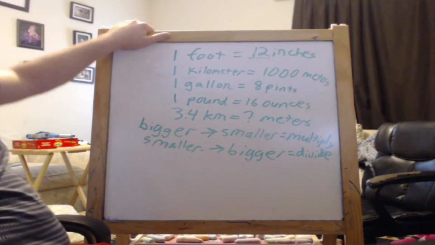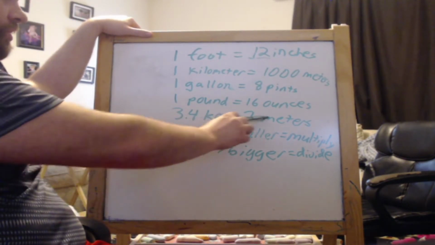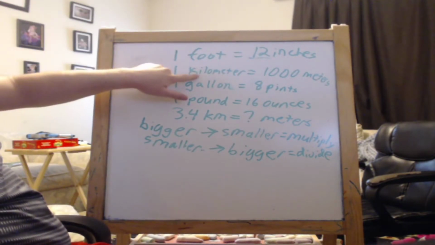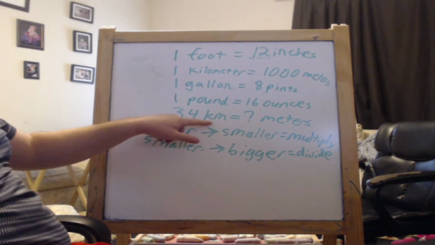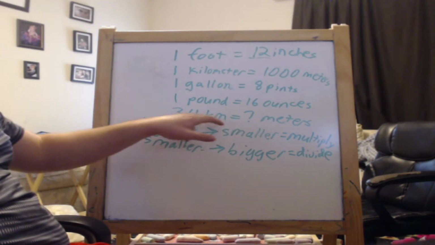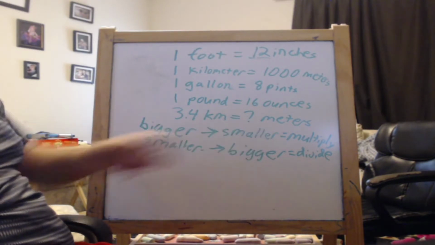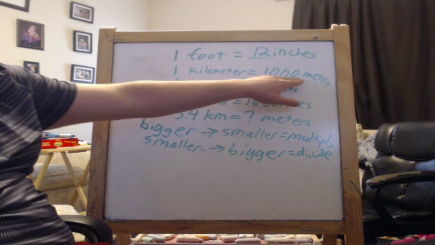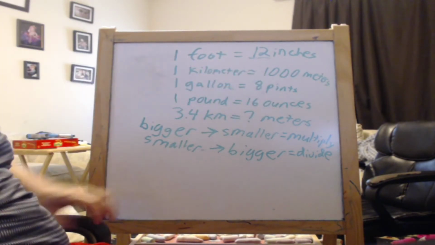Okay, so all I'm doing is kilometers to meters, right? So 1 kilometer is 1,000 meters. So that means kilometers are bigger than meters, okay? So if I'm going bigger to smaller, I have to multiply. And what am I multiplying by? 1,000, because there are 1,000 meters in a kilometer.